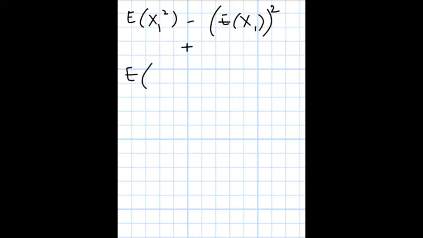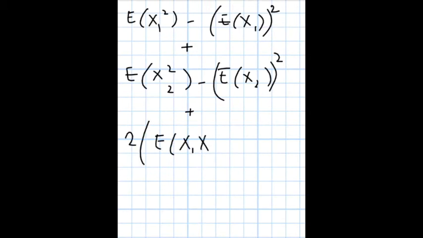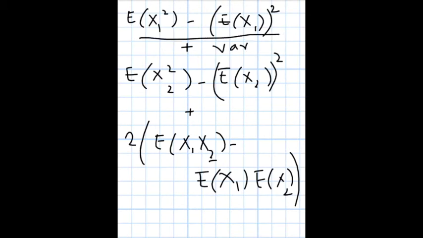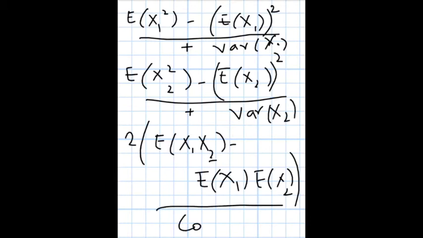So we will get expected value of x1 squared minus expected value of x1 squared plus expected value of x2 squared minus expected value of x2 squared plus 2 times expected value of x1 x2 minus expected value of x1 expected value of x2. Okay, so then this guy is what? Variance of x1. This guy is what? Variance of x2. This guy is what? Covariance of x1 x2.